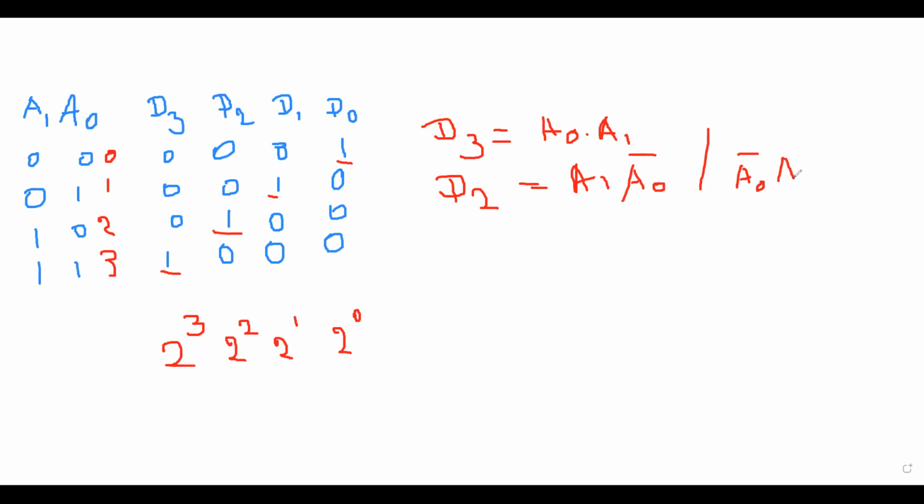Both are same. Then D1, A0 into A1 bar, and D0, A0 bar into A1 bar. By using this expression, we can draw the circuit for decoder.